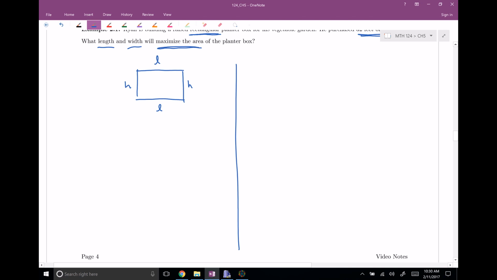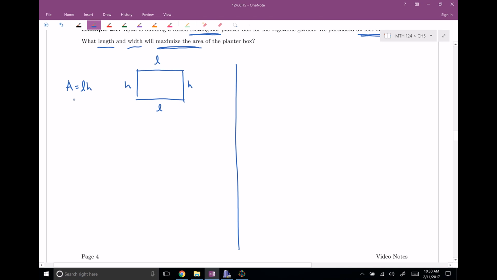And we know that we want to maximize area. So area. Area of a rectangle is length times height, or length times width, or whatever you want to say. So area, length times width, length times height. Okay, so I want to maximize this.